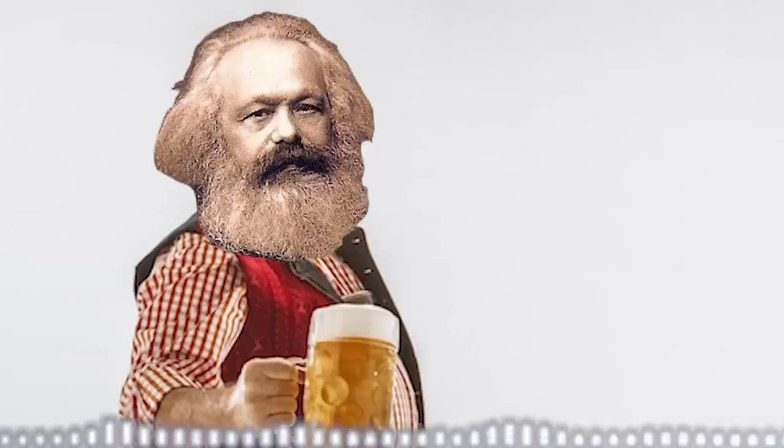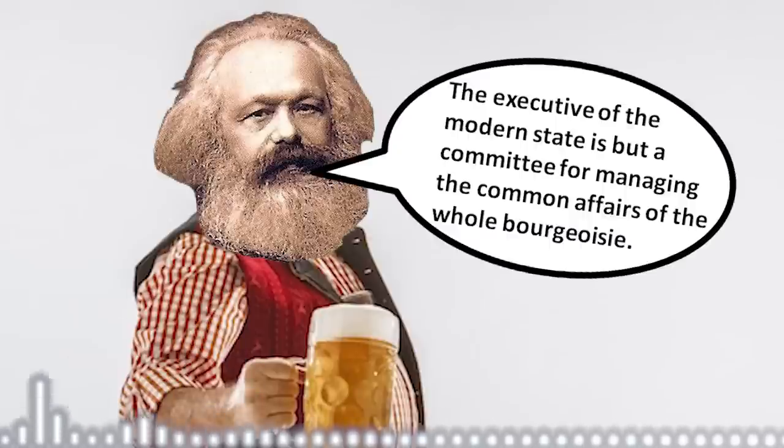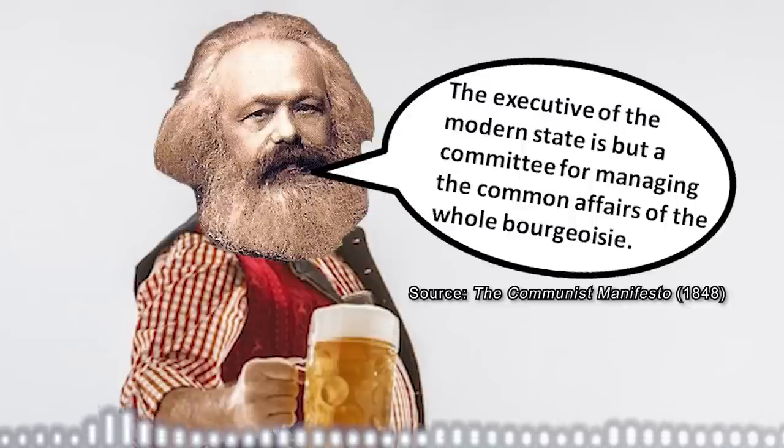Karl Marx had a similar definition, but with an important addition. Marx said that the state is an organization that the ruling economic class uses to maintain its dominance. The executive of the modern state is but a committee for managing the common affairs of the whole bourgeoisie, says Karl Marx in the Communist Manifesto.